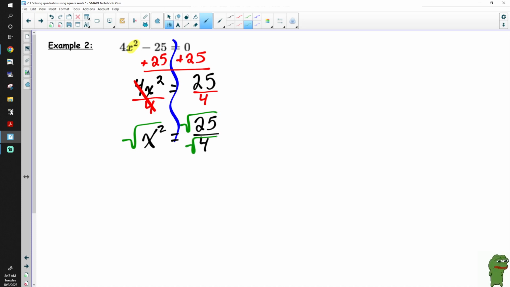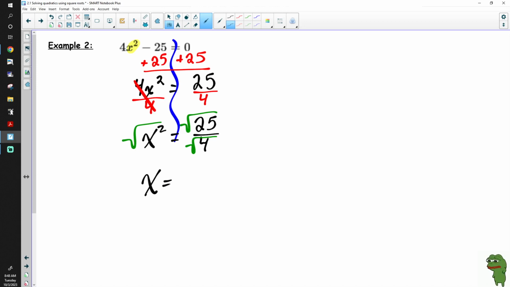Everything. Whatever you do to one side, you do to the right side. Everything on the left, everything on the right. The square root of x squared is just x. That's why we chose square root, because we want to get rid of the squared. On the right side, what do I get when I square root the top? 5. What do I get when I square root 4? So what's my answer?